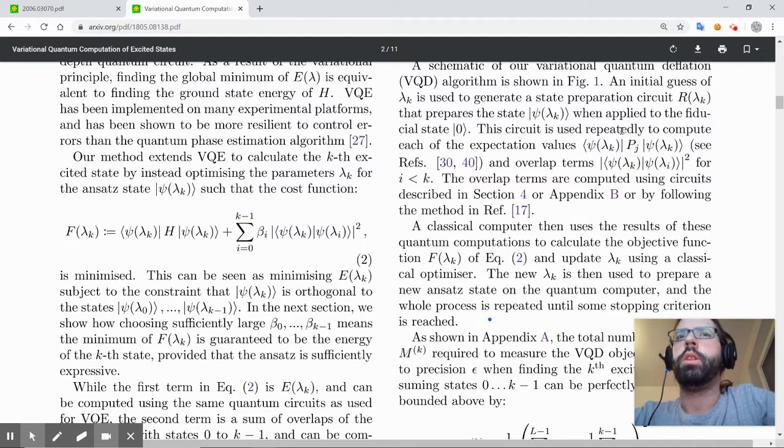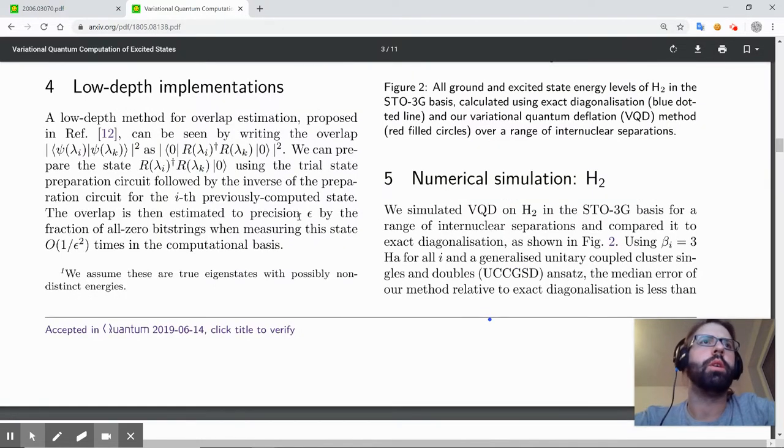The circuit is used repeatedly to compute each of the expectation values and overlap terms for i lower than k. The overlap terms are computed using circuits from section 4. Let's go to section 4. A low depth method for overlap estimation.